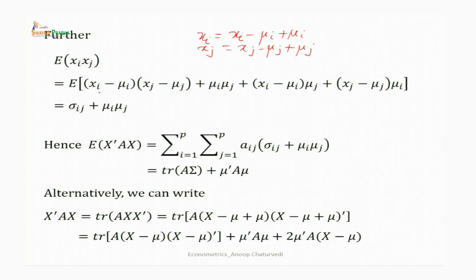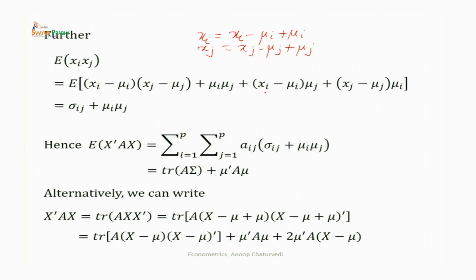So, you get expectation of (x_i minus mu_i)(x_j minus mu_j) plus mu_i mu_j. Then you have the cross product terms, say (x_i minus mu_i) mu_j plus (x_j minus mu_j) mu_i, and we take expectation of this. Then expectation of (x_i minus mu_i)(x_j minus mu_j) is equal to sigma_ij, the covariance between x_i and x_j, plus mu_i mu_j.